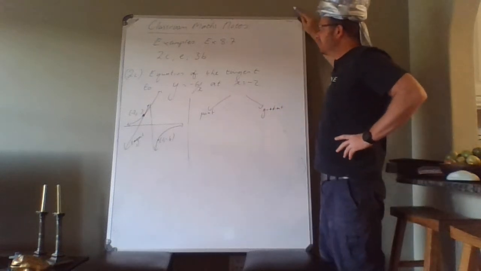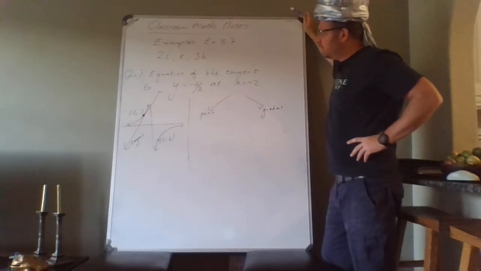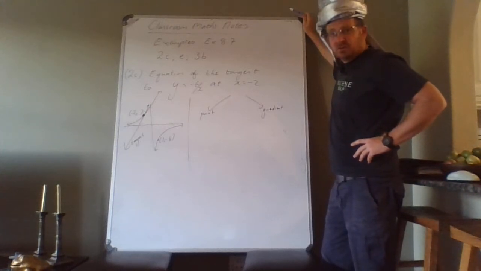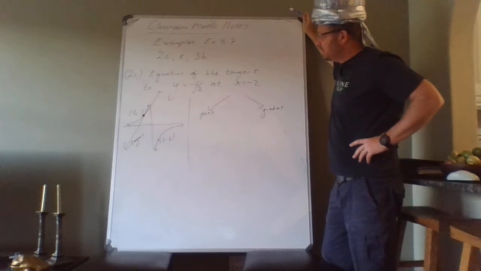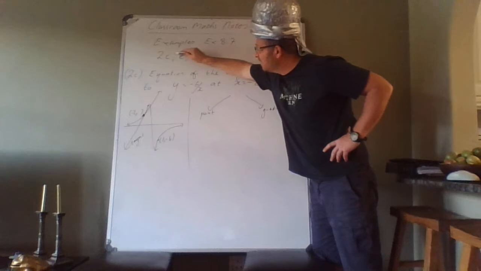You've got notes, classroom maths. And all our examples are going to come from exercise 8.7. That's for you to do on your own. And we're going to do as examples 2C, 2E, and 3B.